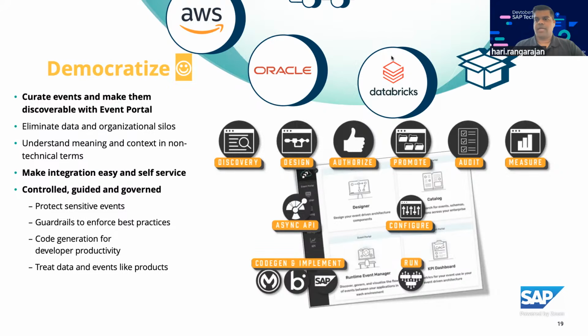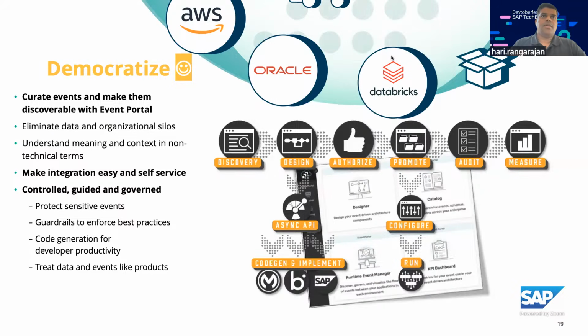So you make sure that your event catalog is visible throughout your enterprise so that stakeholders from different lines of businesses know what's available, know what's in your event mesh. And they understand the meaning and context in non-technical terms. But you need to have controlled, guided, and governed access to these events. You want to protect sensitive events, you want guardrails to enforce best practices. You can do that with the event portal.